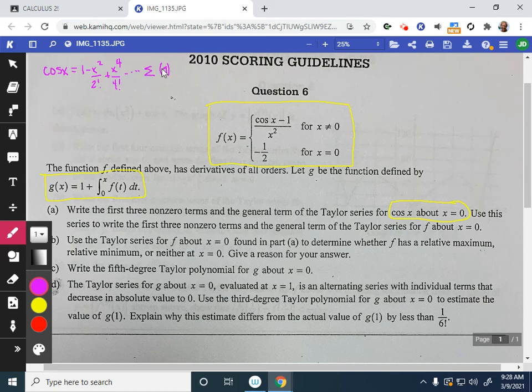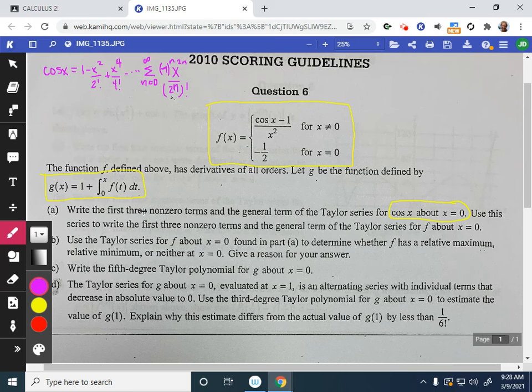-1 to the n, x to the 2n over 2n factorial, n equals 0 to infinity. Okay, easy.